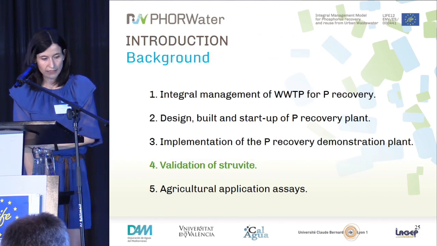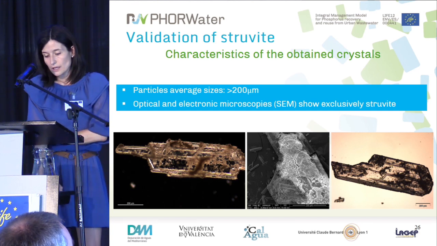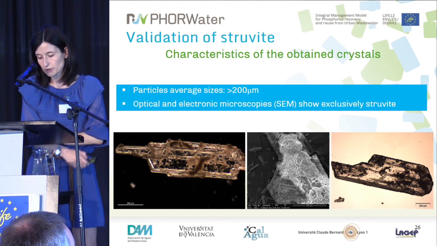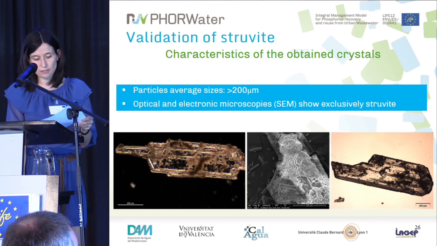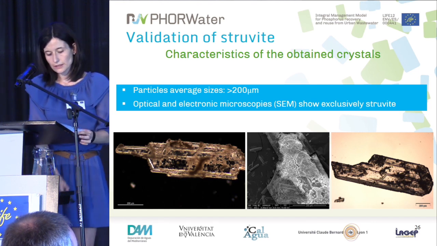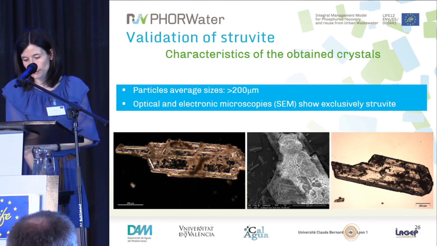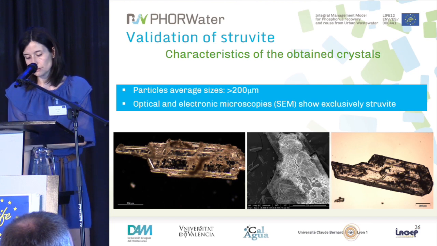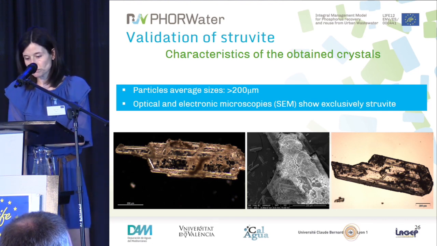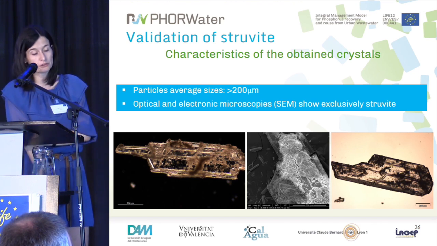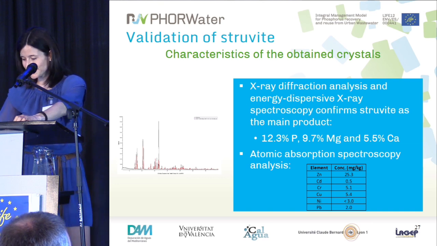Well, finally, we're getting to the validation of the struvite obtained, and then we'll go through the agricultural application assays. The crystals obtained at the wastewater treatment plant have been characterized, and we have analyzed the phosphorus, magnesium, and calcium content. And also we have considered the organic carbon content. We have evaluated the size of our product, and it's always above 200 micrometers. So we think it's quite good for a marketable product, quite good for fertilizer producers, and also for the agricultural application assays that we have done. They could apply this product directly on the soil.